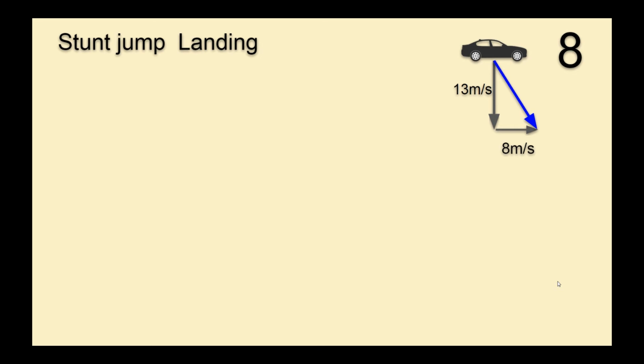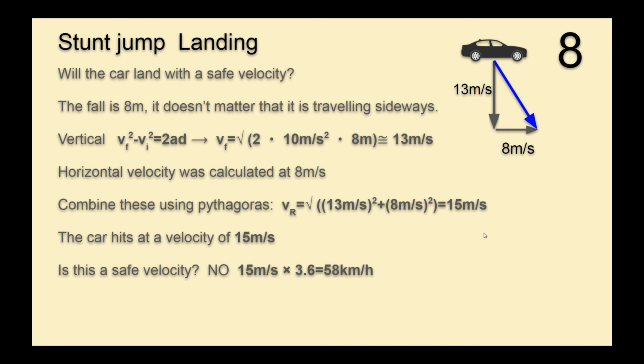Let's take a look at the landing. It's not a question I asked you. This is going to be a little bit of just watch and learn. We're going to figure out what kind of impact speed the car had. So step 1, we need to figure out the vertical speed. Given that we know the fall is 8 meters, without the time, we could use the time. We calculated it in the last slide, but it's always better to avoid using a calculated value. So without the time, we could calculate the vertical speed to be 13 meters a second.